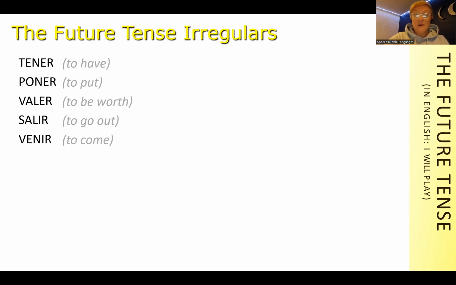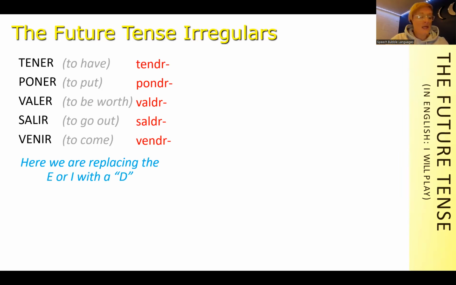So instead of saying in Spanish, tenerė, tenerás, tenerá, the tener bit is going to change to tendr. Tendré, tendrás, tendrá, tendremos, tendréis, tendrán. Do we follow that? Well, it's the same for the rest of the script. Poner becomes pondr, valer, valdr, salir, saldr, and venir, vendr.